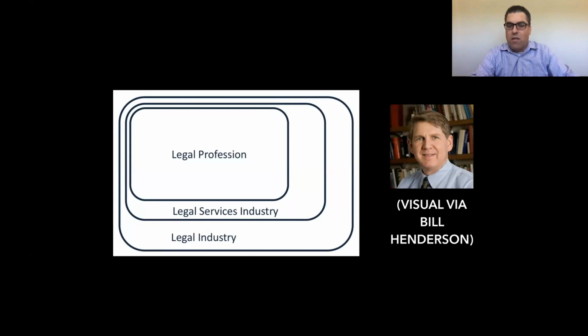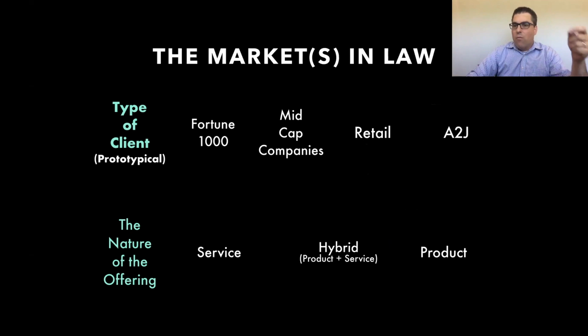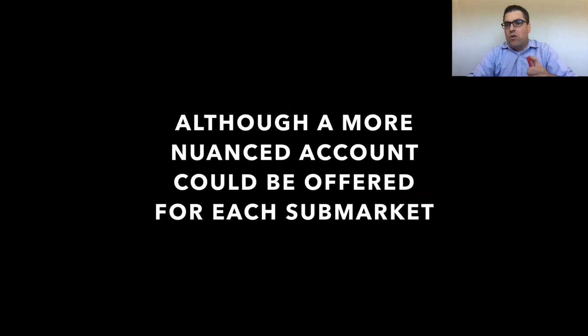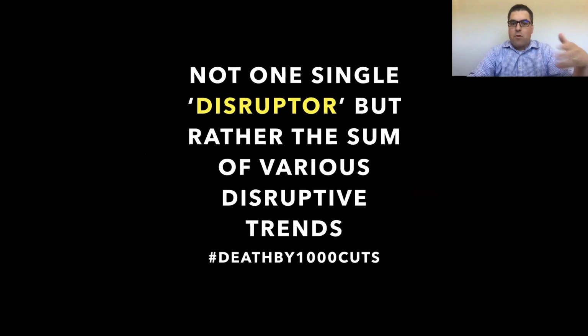Another way you might talk about it is you'd say, who is the client and what is the offering? So you could cut it up a bunch of different ways, but you could say, well, there's these Fortune 1000 companies, there's mid-cap companies, there's retail, which is kind of the law for everyone, and then there's access to justice, which is really law to help support poor people who need assistance on various topics. And then there's different offerings one might craft. Historically, it's services, but there's all these products, and then there's this question of how do you blend products and services together, kind of a hybrid model, if you will. And you could do a very nuanced treatment of each of these sub-markets, but again, I don't think there's any disruptor per se, but a bunch of things happening in each of these sub-markets.